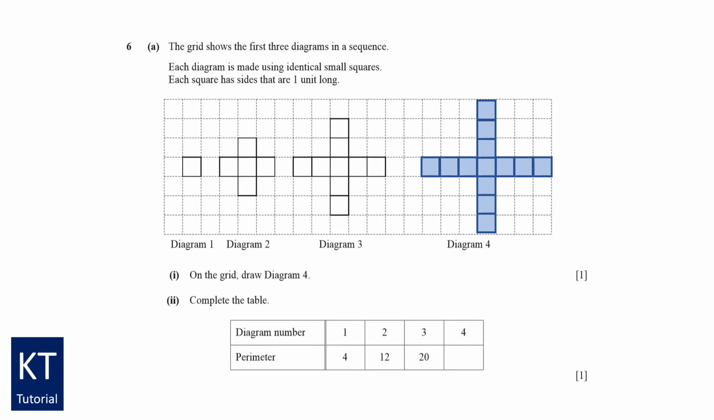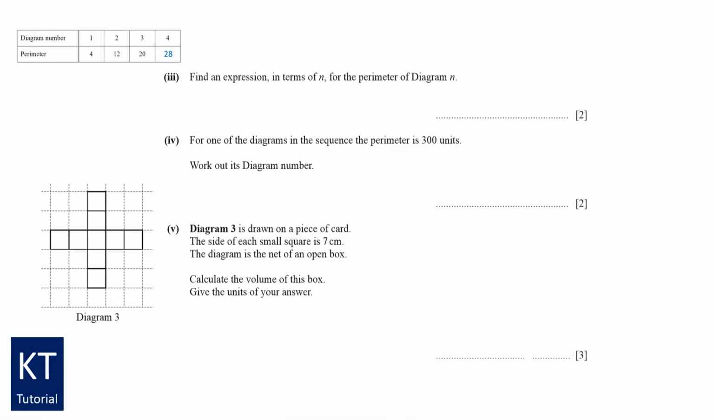Next, complete the table. The required parameter is 28. Next, find an expression in terms of n for the parameter of diagram n. The required expression is 8n minus 4. Next, for one of the diagrams in the sequence, the parameter is 300 units. Work out its diagram number.